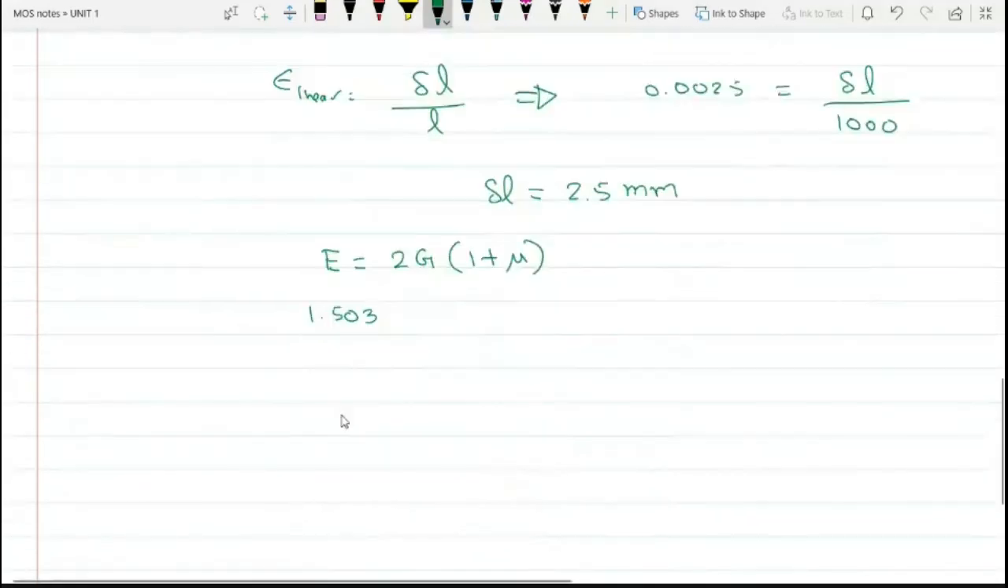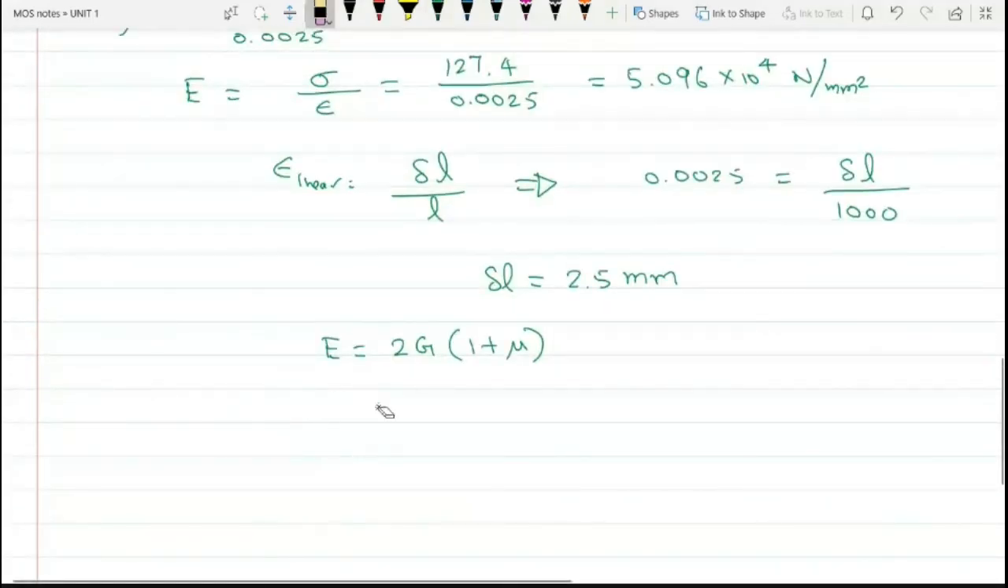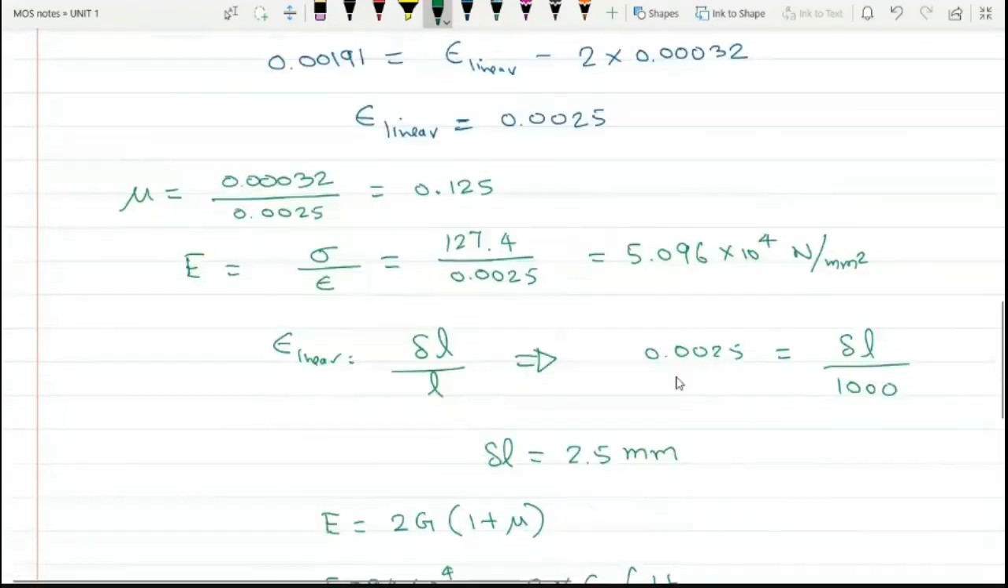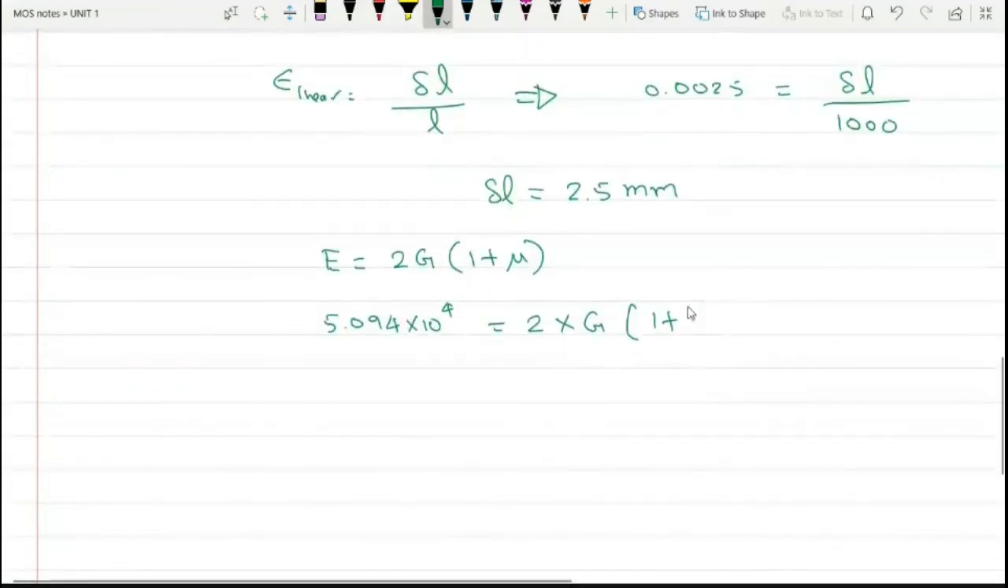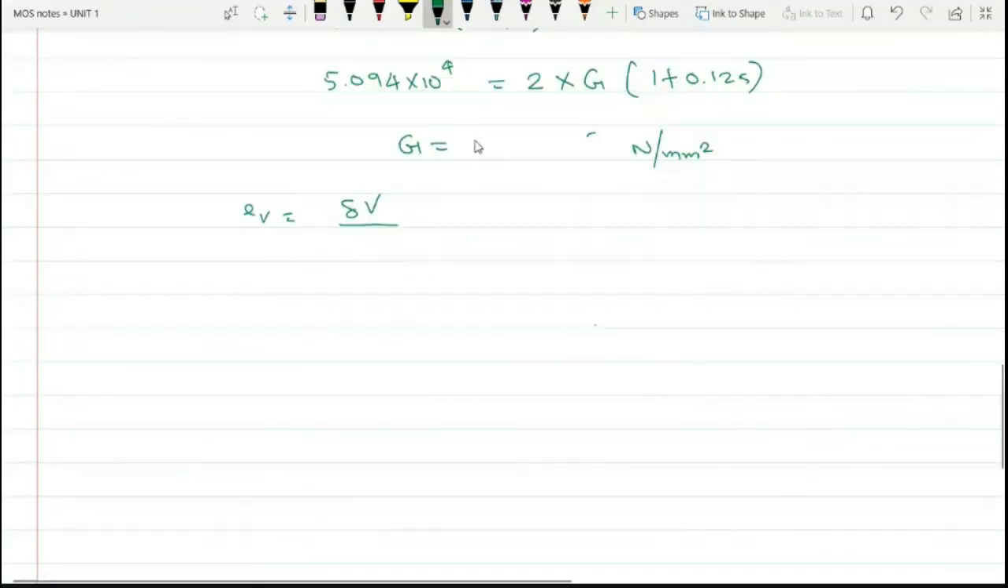So let us substitute it accordingly. My E value will be 5.094 into 10 power 4, is equal to 2 into G into 1 plus mu. Mu is 0.125. So from this I can identify the G value: 2.2 into 10 power 4.